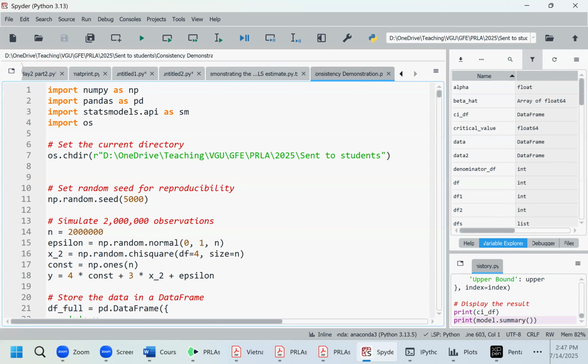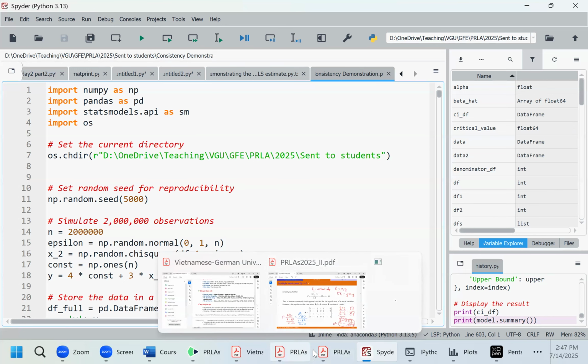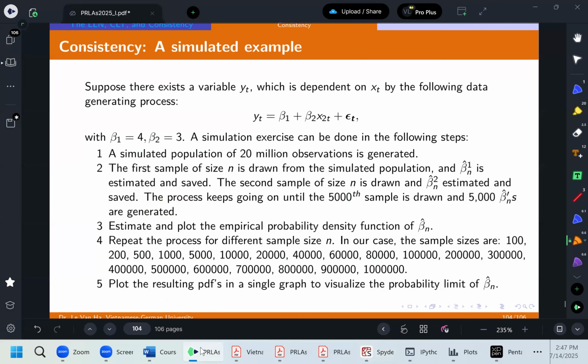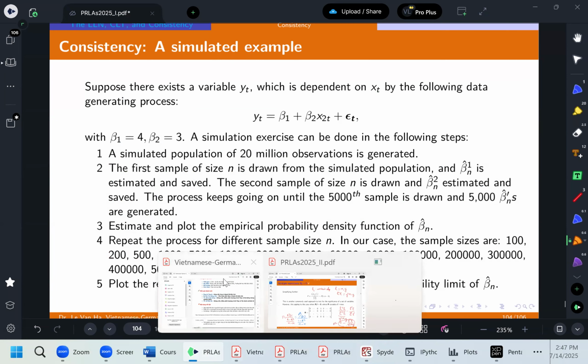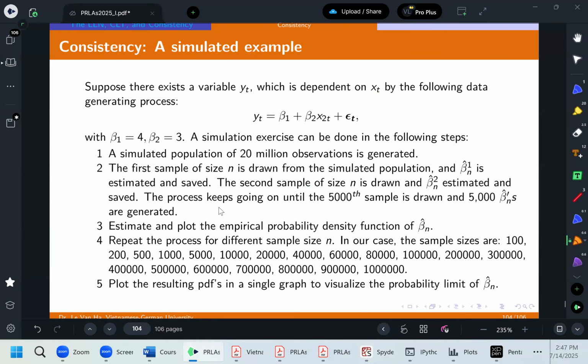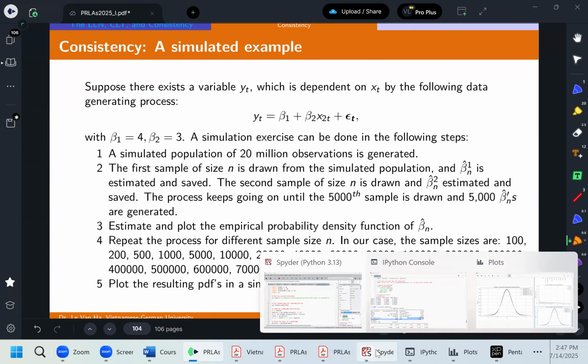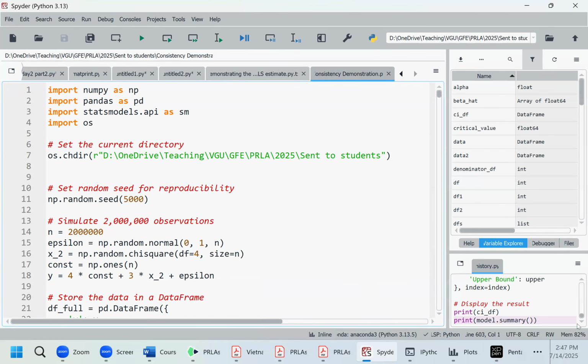Được chưa? Thứ hai là tạo biến x2. Mình nhìn trên mô hình, starting point của mình là beta 1 cộng với beta 2 nhân x2t, thấy không? Mình không phải tạo biến beta 1 vì nó là constant, mình chỉ tạo cái thứ hai. Ở đây mình tạo x2 cũng là random, nhưng mình cho là chi-square với 4 degrees of freedom, được chưa? Cái constant thì bằng np.ones n, nó thành cột 1 rồi.